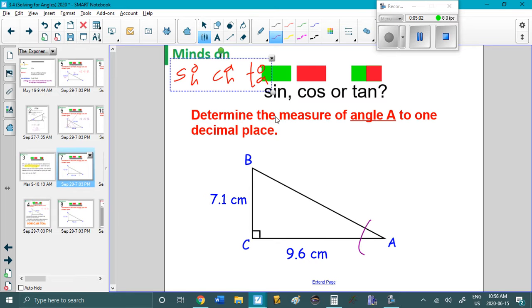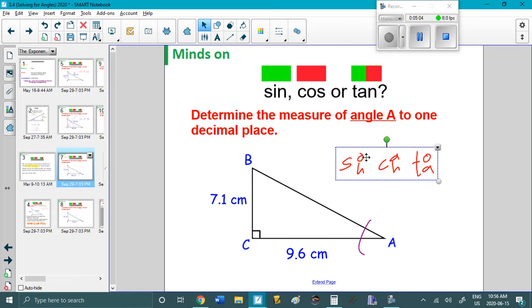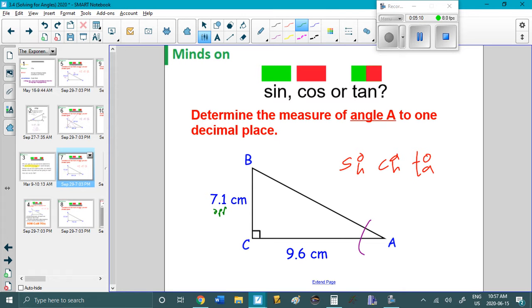Angle A, I'll bring in SOHCAHTOA again. Pause. Just figure out which one you would use. So in this case, we have the opposite. We have the adjacent. We're solving for an angle, which you don't know how to do yet. We're just looking at the setup. So we have O and A, which is TOA. So we would use tan.